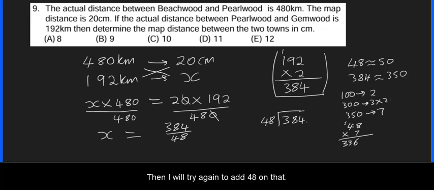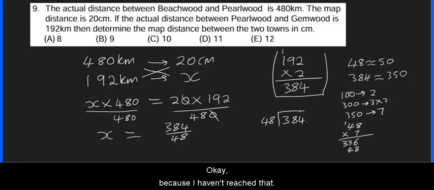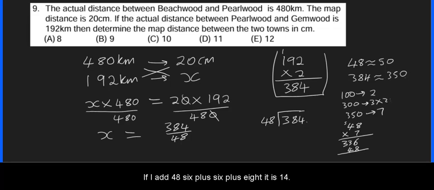Then we'll try again to add 48 on that. So now I'm trying to add 48 and see what I get, because I haven't reached that yet. Let me try to add 48. If I add 48, 6 plus 8 is 14, carry 1, 1 plus 3 plus 4 is 8, and 3 plus 0 is that.